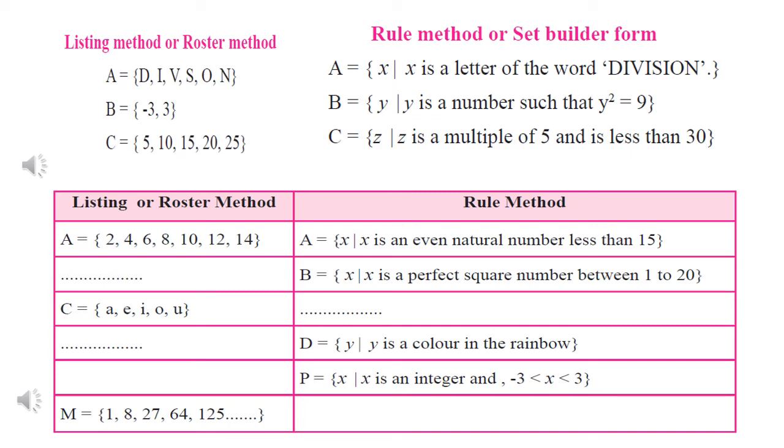Now what are these alphabets? Correct. You have guessed it correct. So these are vowels. Now think how will you write this in the rule method or set builder form. Next.